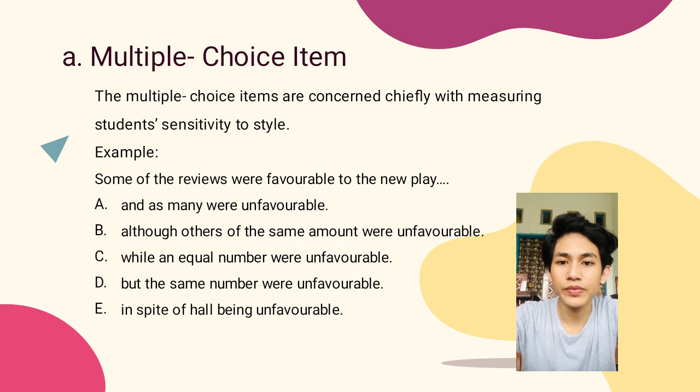For example, some of the reviews were favorable to the new play. A. And as many were unfavorable. B. Although others of the same amounts were unfavorable. C. While an equal number were unfavorable. D. But the same number were unfavorable. And E. In spite of how being unfavorable.